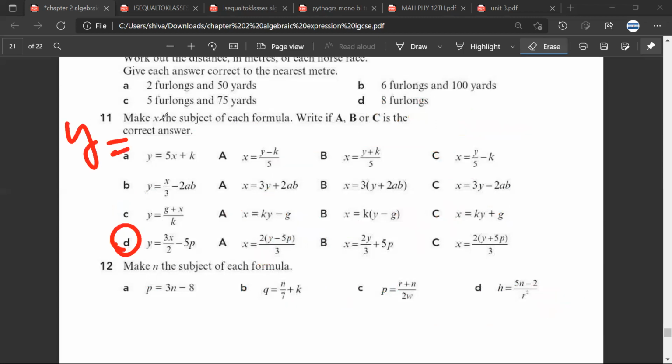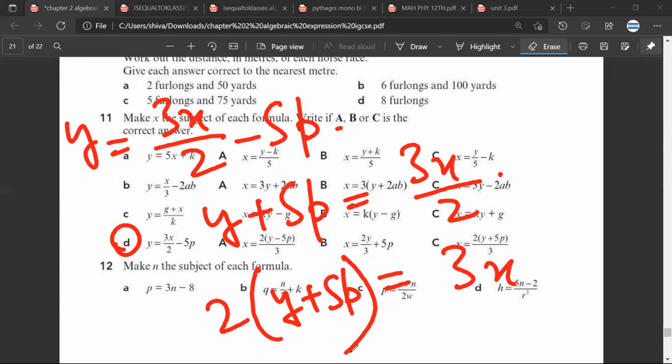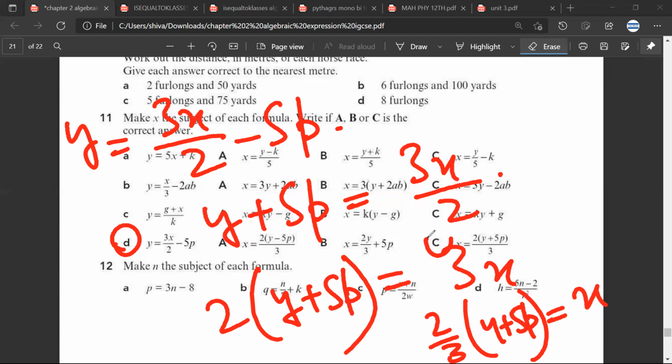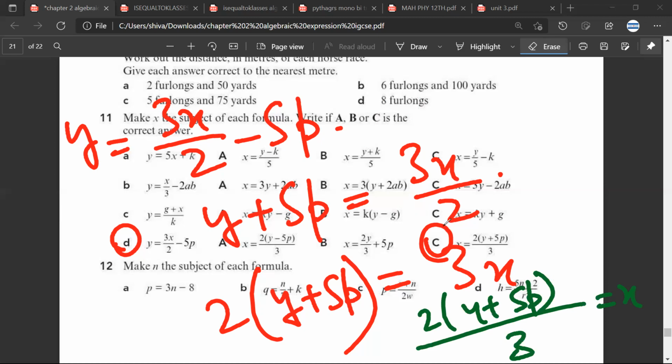D. y is equal to 3x upon 2 minus 5p. So y plus 5p is equal to 3x upon 2. So 3x is equal to twice of y plus 5p. Mr. Aryaman, have you understood? Yes, sir. I'm sorry, this 3 will also have to come. So this will be 2 by 3 into y plus 5p. So my answer would be C part. Aryaman, have you understood? Yes. If you are getting confused, this can also be written as 2 into y plus 5p whole upon 3 is equal to x. So now this is the obvious answer. Arman, any doubt? No, sir.